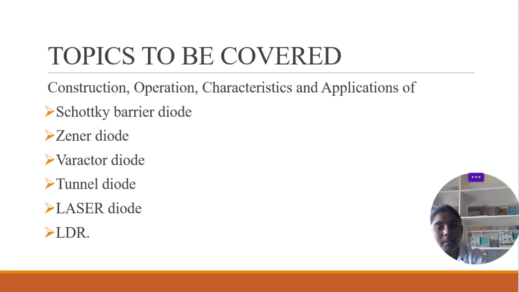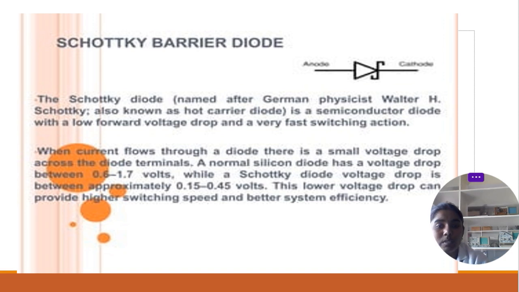First is the Schottky barrier diode. Second, the Zener diode. Third is the Varactor diode. Fourth, the Tunnel diode. Then the Laser diode, and then the LDR. So these are the different types of diodes. For each, we are going to go through construction, operation, characteristics, and applications. First, we are going to see the Schottky barrier diode.